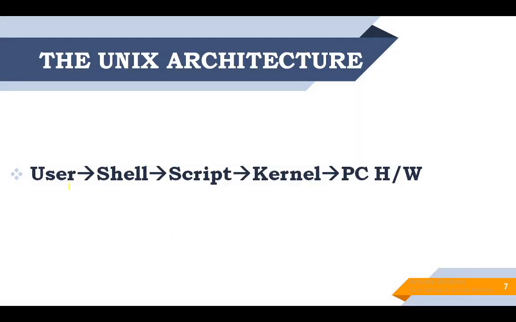So just see here. Here we have the user, shell, script, kernel and the PC hardware. The user is going to write a program that will be given to the shell, where the shell is going to interpret those things into the script, and that script will be given to the kernel, where the kernel will interpret that script into machine level which will be understood by the hardware, and that will be given to the PC hardware to perform a particular task. Like this they will communicate with each other.